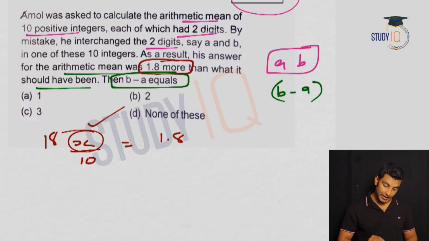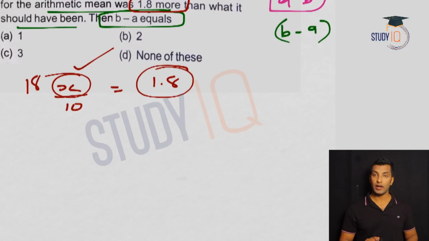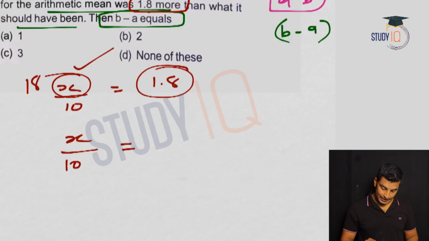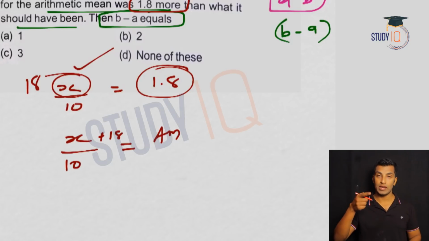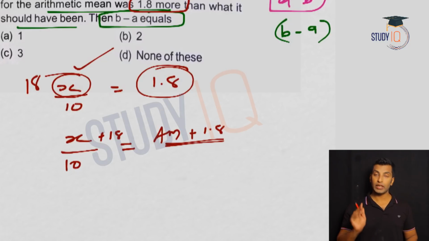So the sum would be 18 more, and that's why you are getting 1.8 more, right? So I hope you understood. It's like this: x divided by 10, you will get exactly the arithmetic mean if x was the total sum. But here x was 18 more. That means the sum was 18 more, so you are getting 1.8 more. This is what is given in the question.